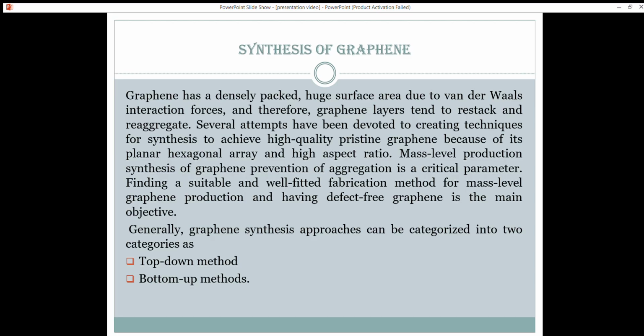In mass level synthesis of graphene, prevention of aggregation is a critical parameter. Finding a suitable and well-fitted fabrication method for mass-level graphene production with defect-free graphene is the main objective. Generally, there are two approaches which we can use to make graphene. These are top-down methods and bottom-up methods.